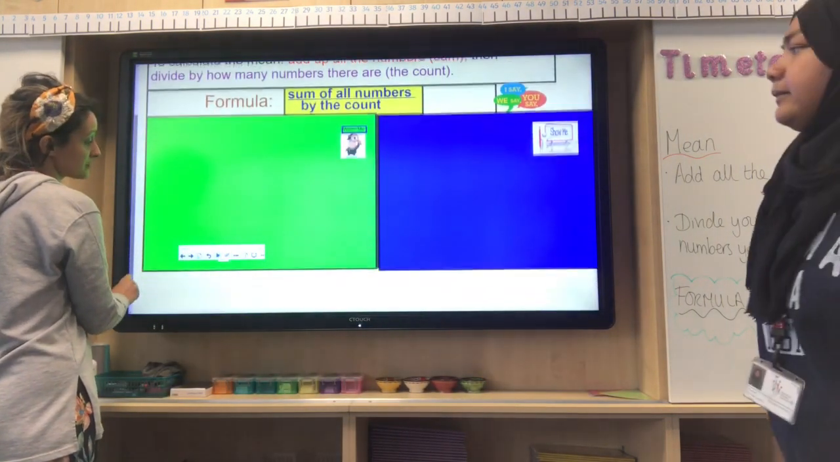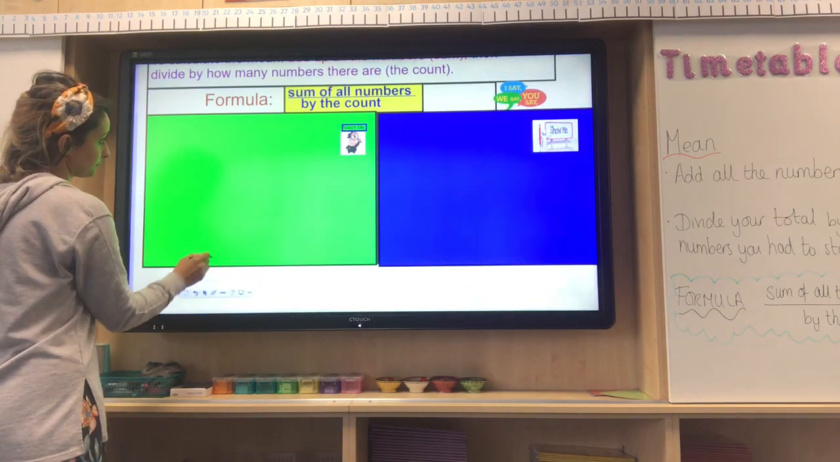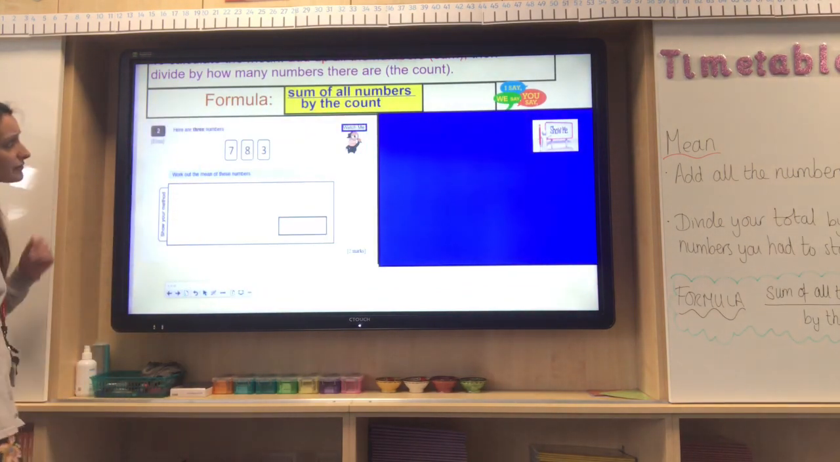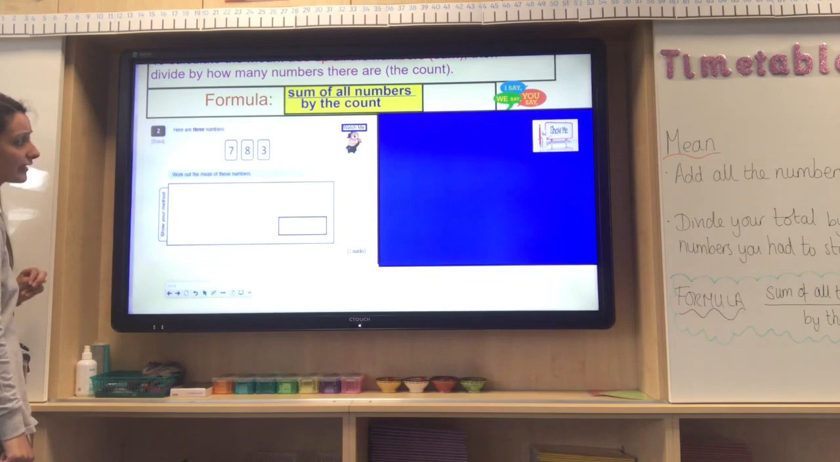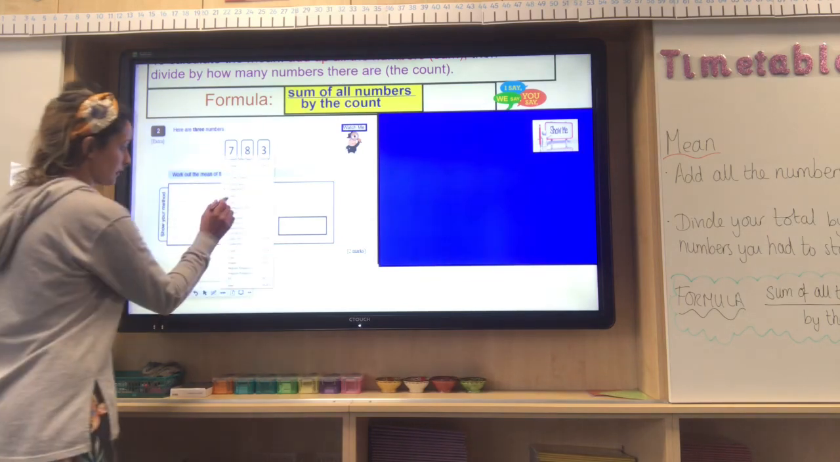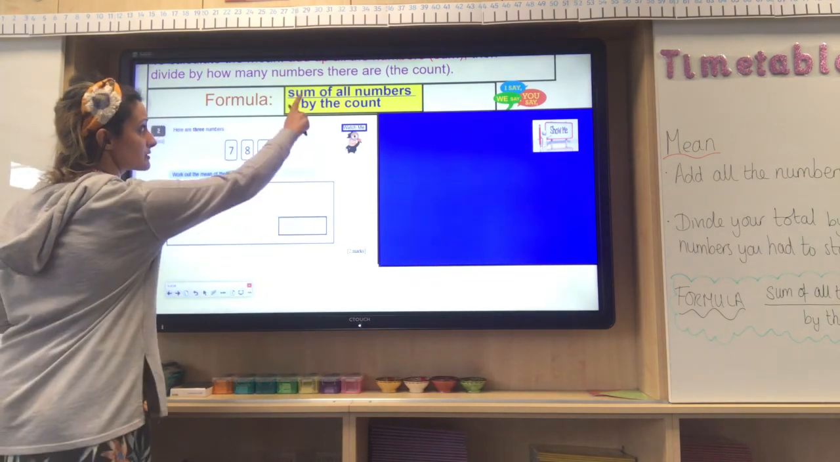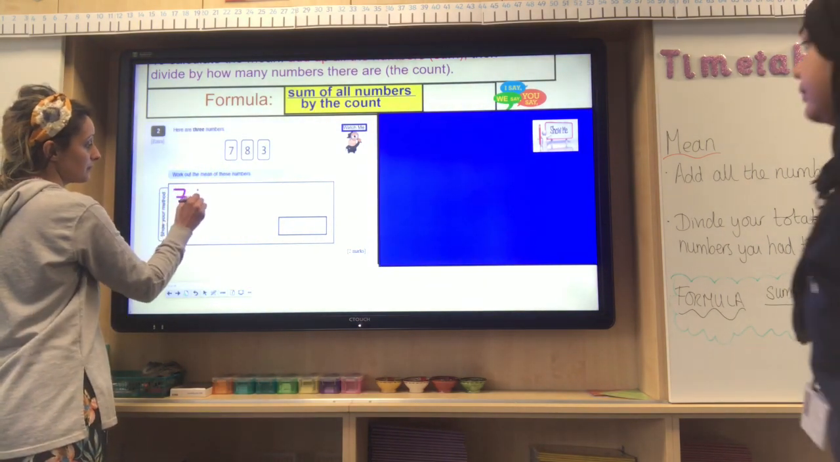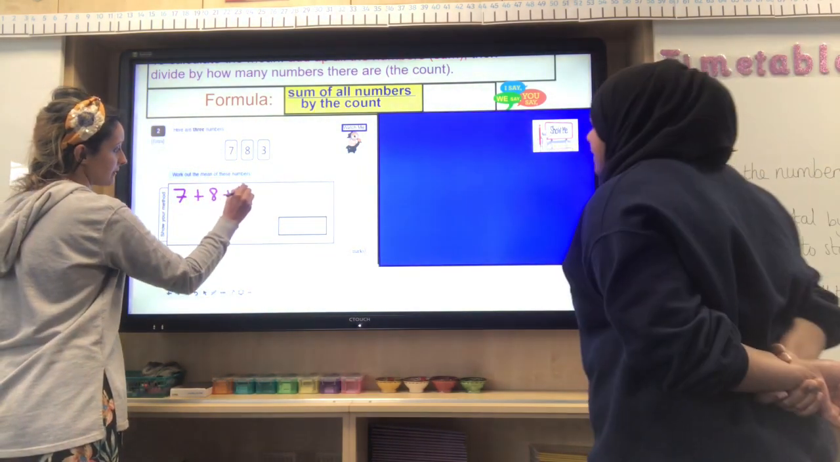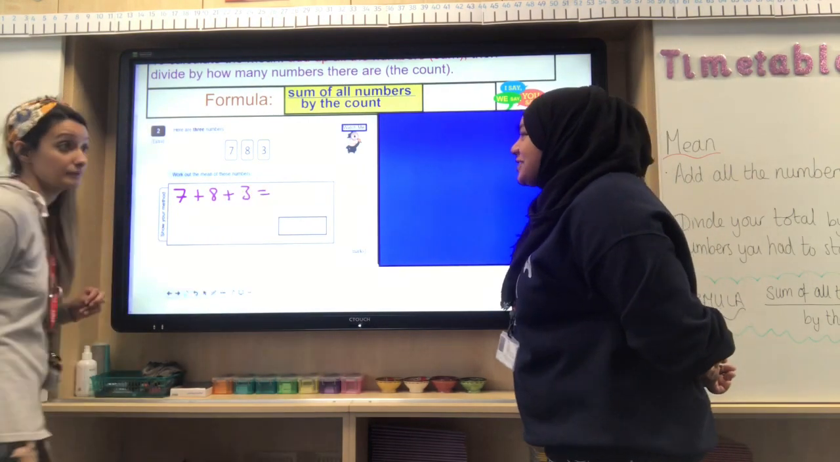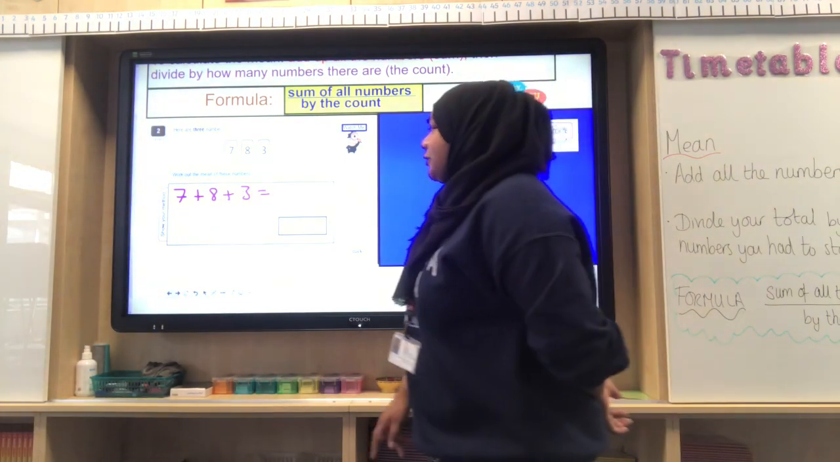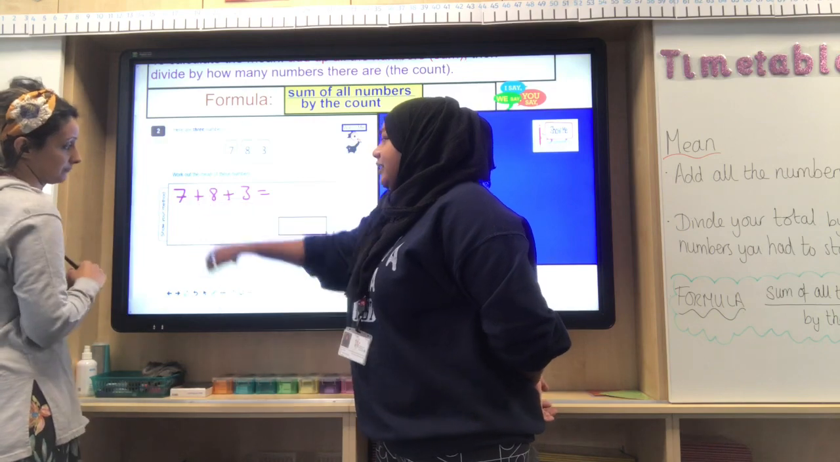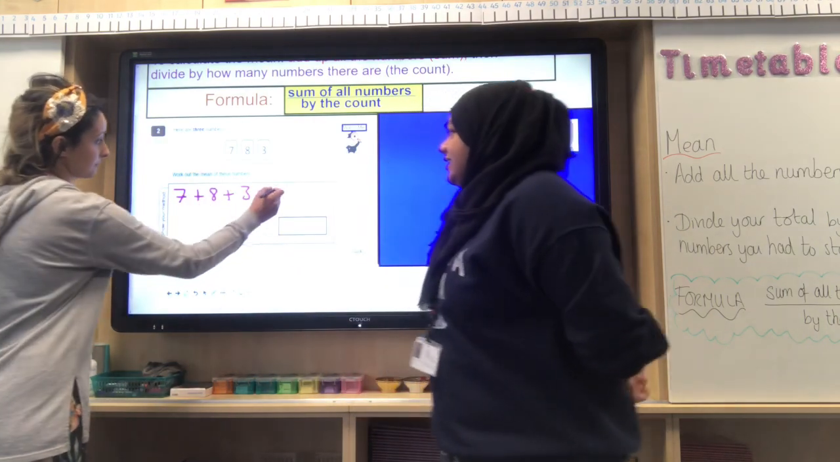Let's have a look at a simple set of data and let's apply that formula. So here are three numbers, 7, 8, 3. Work out the mean of these three numbers. So first thing I have to do is sum of all the numbers. I have to add these numbers together. So I have to do 7 plus 8 plus 3. Now I tend to use my number bonds here. The easiest way of doing this is finding your number bonds of 10. 7 add 3 equals 10. Add the 8 is 18.